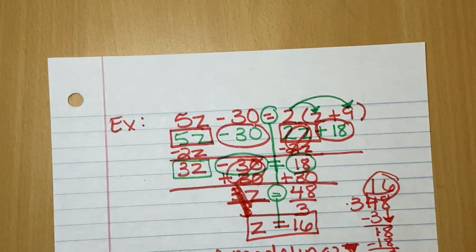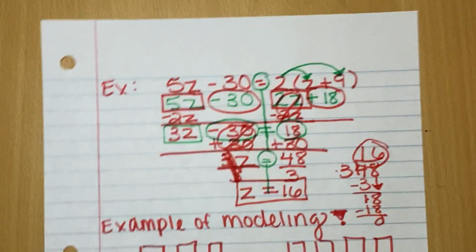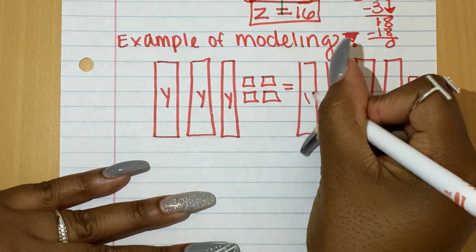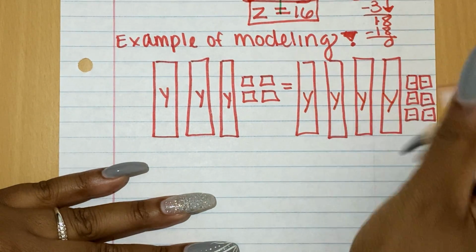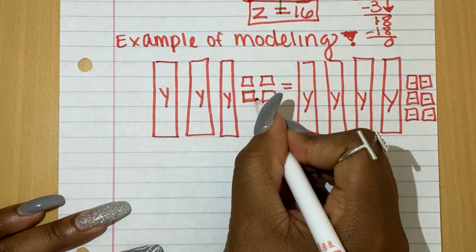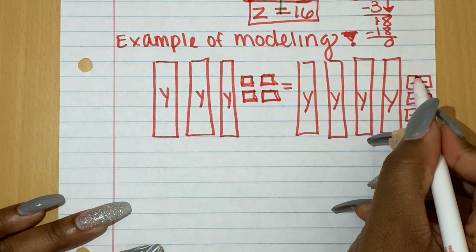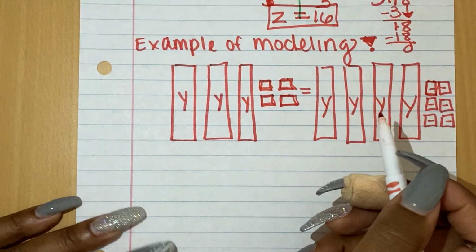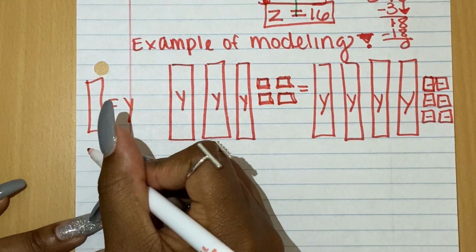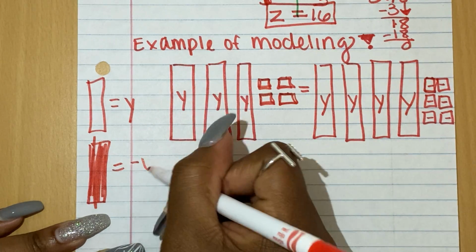Now, you will also see it as a model. Here's an example of a model that you might see. You can have these rectangles that represent y's or the variable. You can have these small squares that represent positive or negative numbers. They will give you a key. Your key might look like one long rectangle equals y. A long shaded in rectangle can equal negative y.